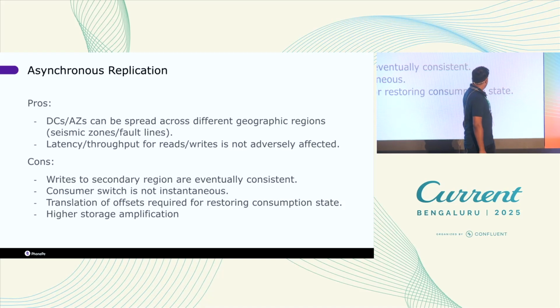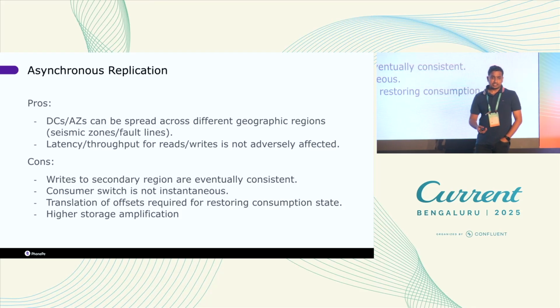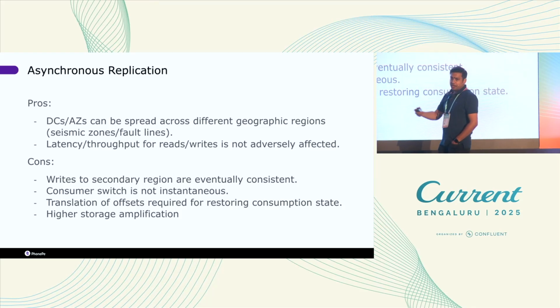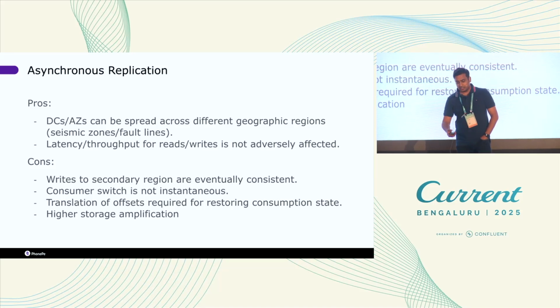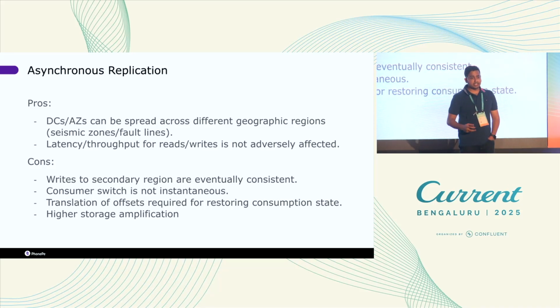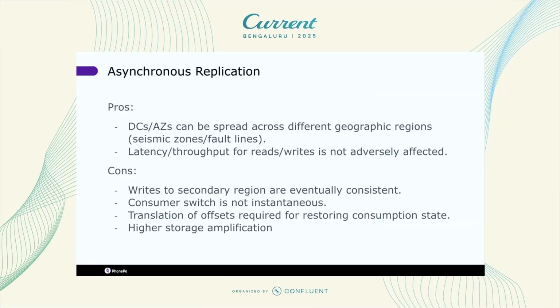Cons, obvious, one of the cons is it's eventually consistent. The data will replicate to the destination in an asynchronous fashion. Consumer switch is not instantaneous. So if your consumers need to shift from data center 1 to data center 2, the offset translation needs to happen. Although MirrorMaker takes care of that, there are still some steps needed for consumers to understand how to do a migration when they are shifting from data center 1 to data center 2.